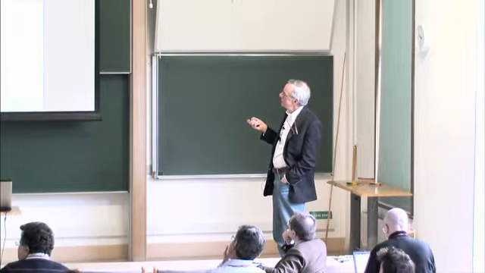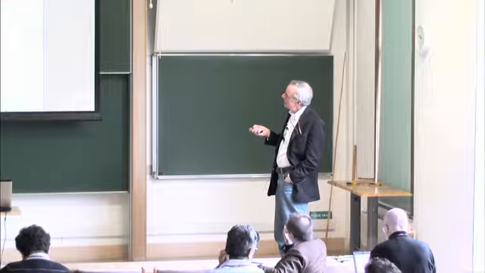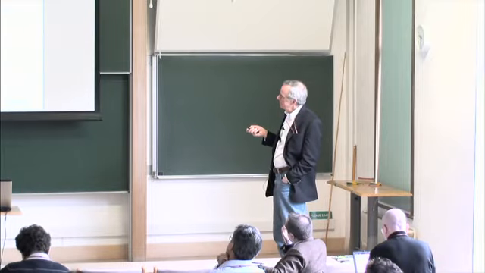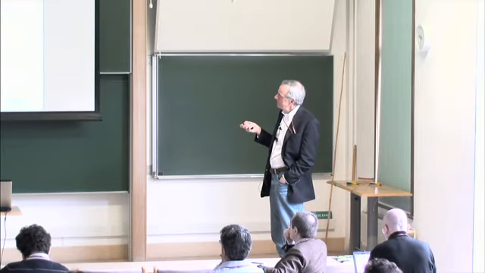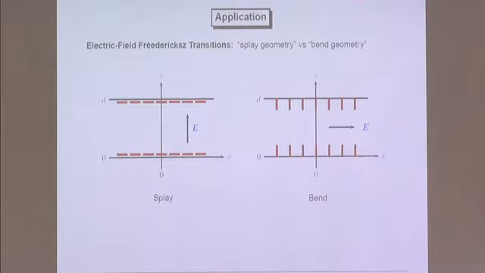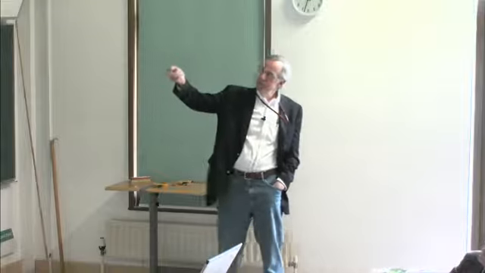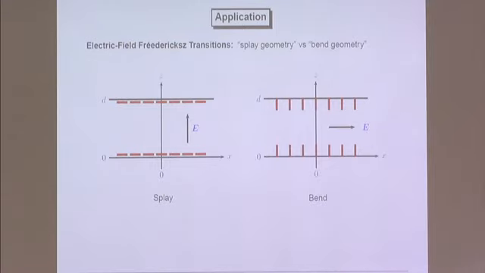So if I just take standard Frederiks transitions in the splay geometry versus the bend geometry. I'm imagining a cell, some thickness d, in this geometry, with strong planar anchoring conditions and an electric field in the vertical direction, the so-called splay Frederiks geometry. In this situation, I'm imagining a cell of the same thickness, but with a strong perpendicular, homeotropic anchoring condition, and an electric field in plane, the so-called bend transition.